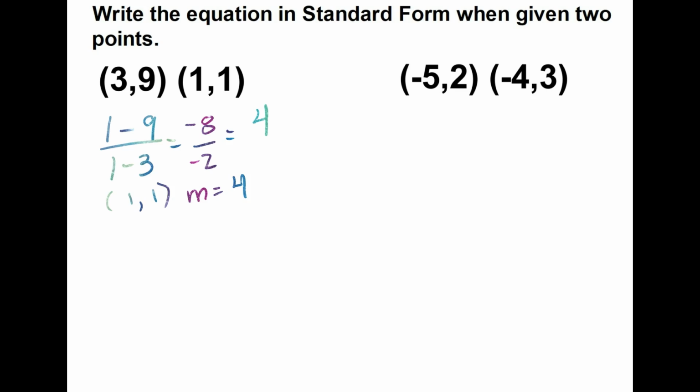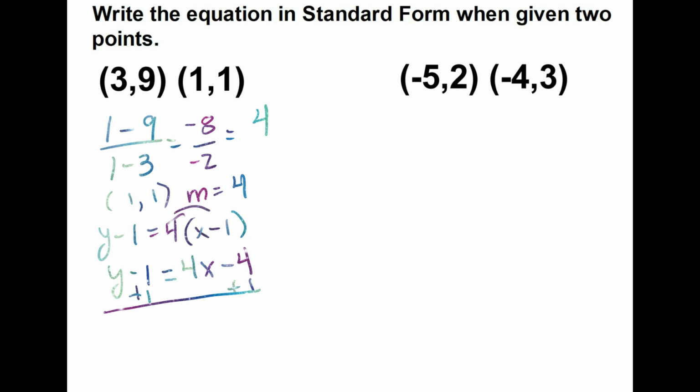All right, so point slope form says y minus 1 is equal to 4 times x minus 1. And what we're going to do, we're going to distribute. So we get y minus 1 is equal to 4x minus 4. All right, so I'm going to add 1 to both sides, and I get, ooh, I'm still below 30 minutes. Look at me, killing it. Y is equal to 4x minus 3.